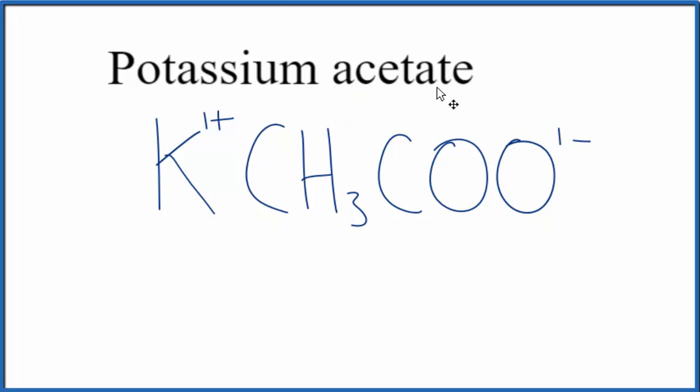So we said that this was an ionic compound, and the charge needed to balance. 1+, 1-, that adds up to 0. We have a net charge of 0. So this is the formula for potassium acetate. Let's remove these symbols here, and this is our formula.